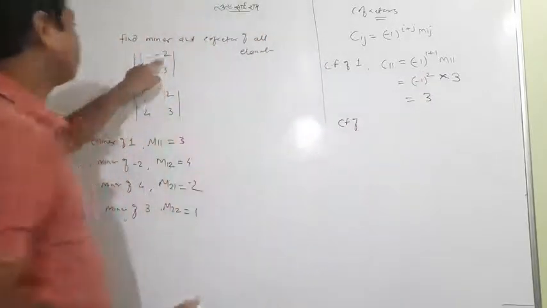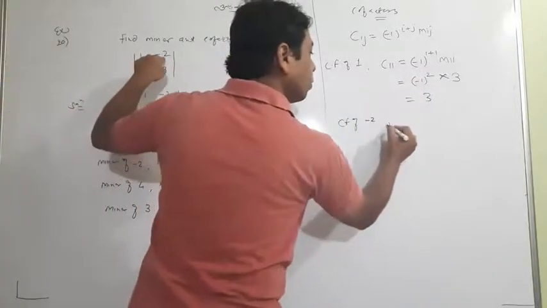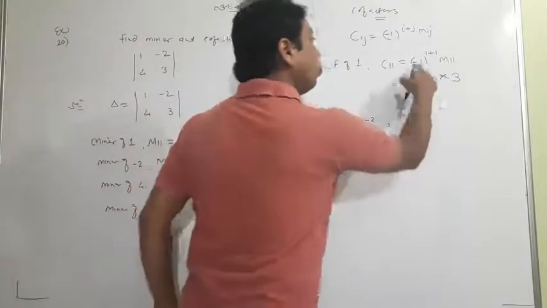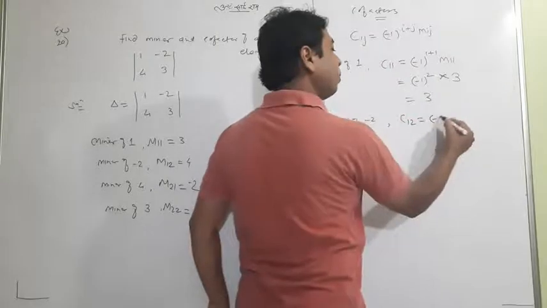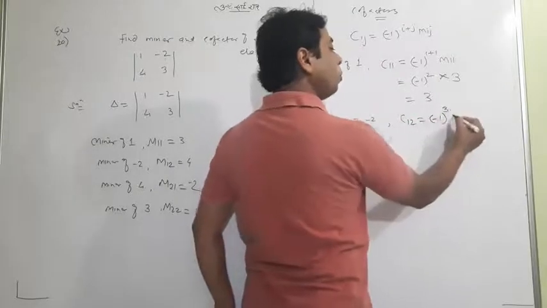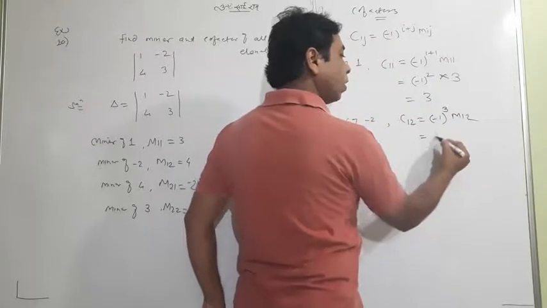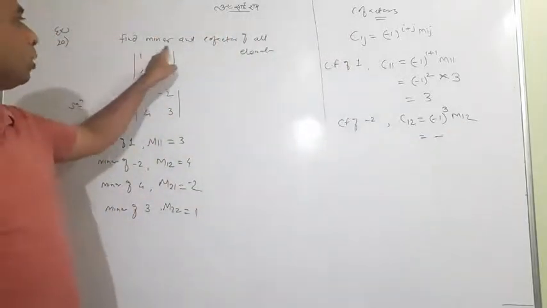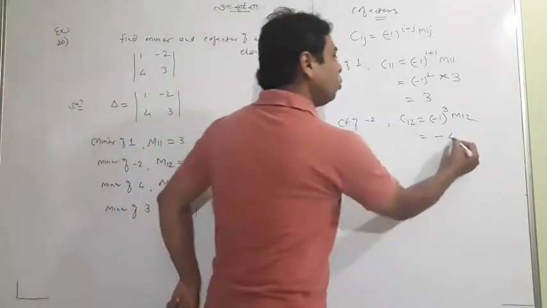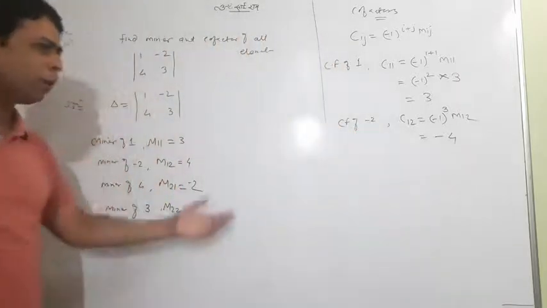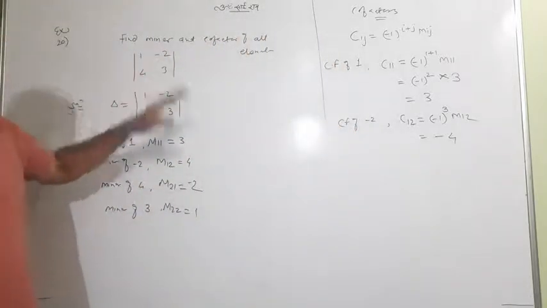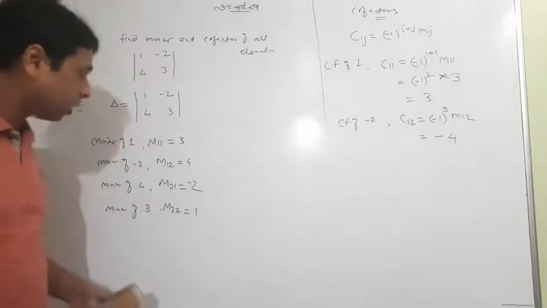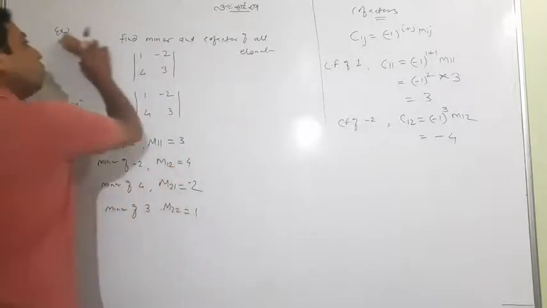Cofactor of -2. See where it is lying? First row, second column. Use the formula (-1)^(1+2) M12. This is going to be a negative sign. And what is M12? Minor of -2: drop these two, only 4. Student, I don't want to do the next ones now. You can make cofactor of 4 and cofactor of 3 as it is. This was good enough for this particular question. You can do it on your own.